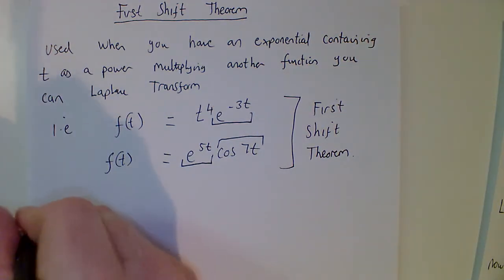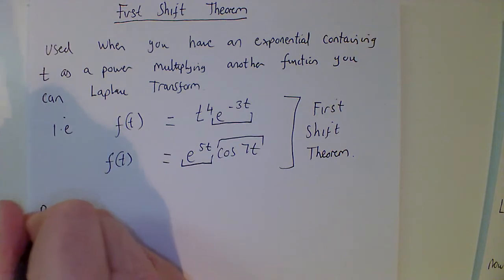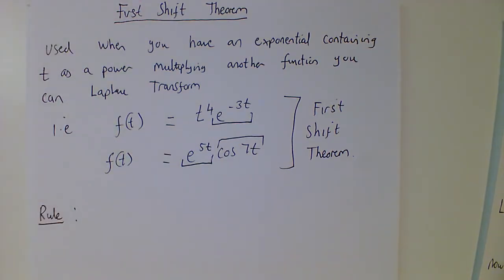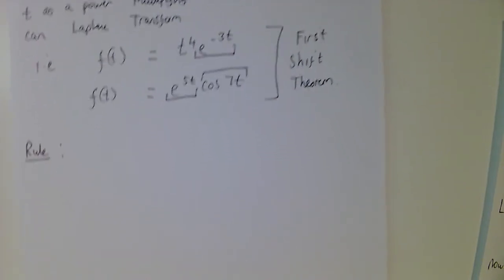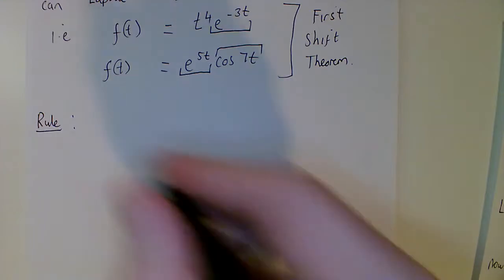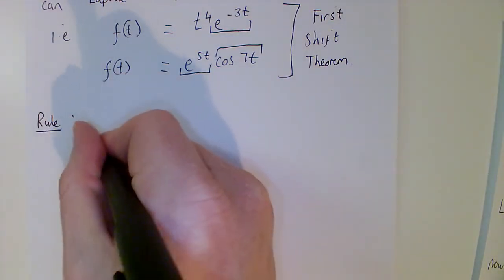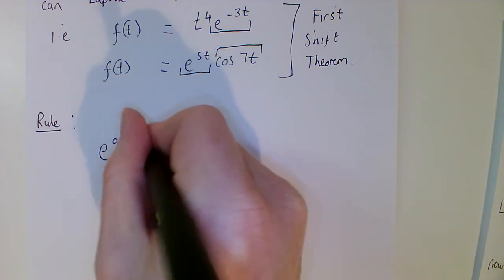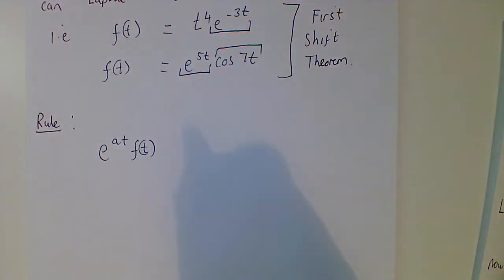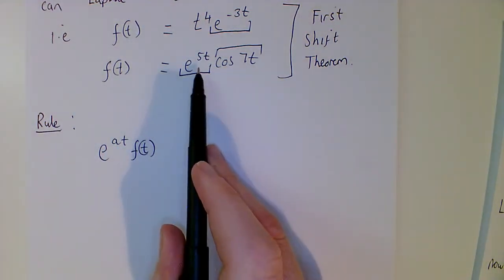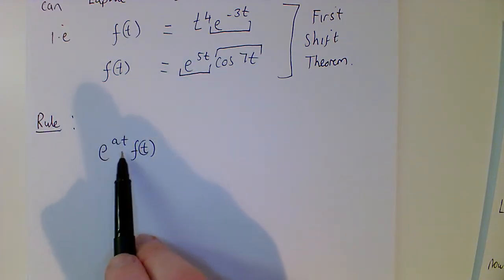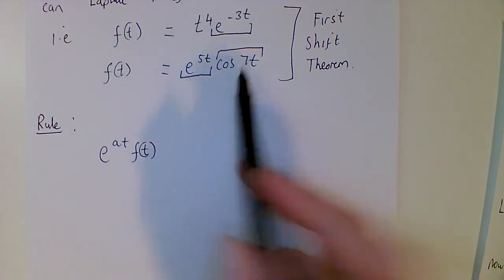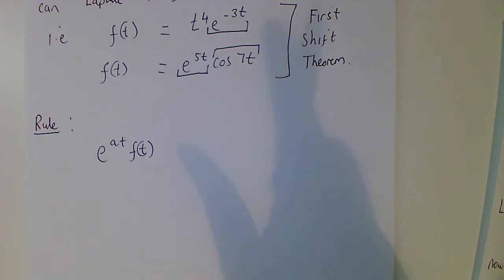Now here's our rule. And this is going to look a little bit technical, but it's not. When we actually come to use it, it's not a problem at all. So if I've got an exponential multiplying another function I can Laplace transform, that just looks like this thing here: an exponential with t multiplying another function I can Laplace transform.